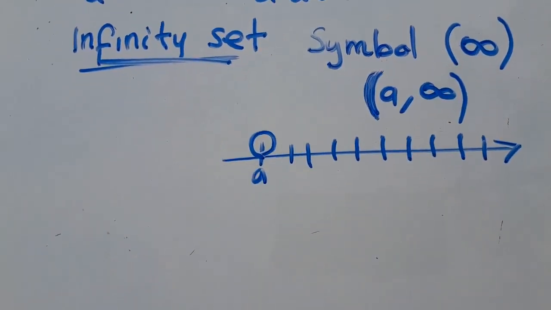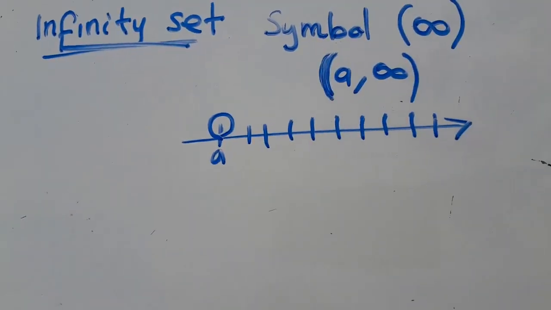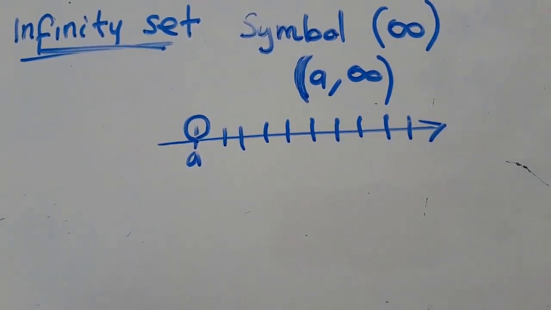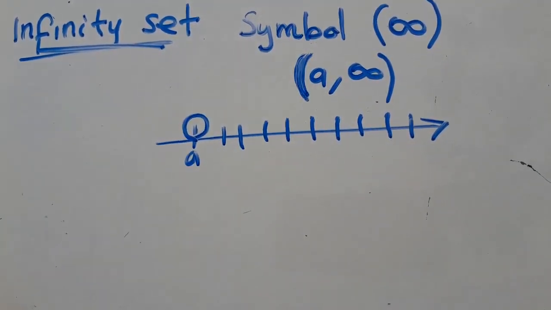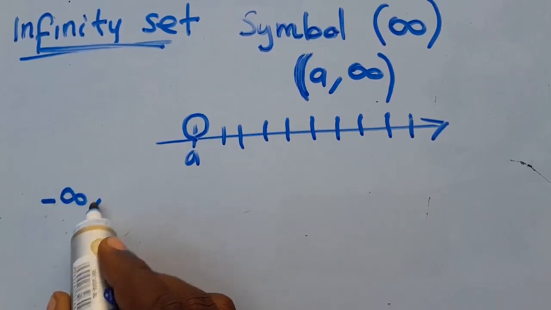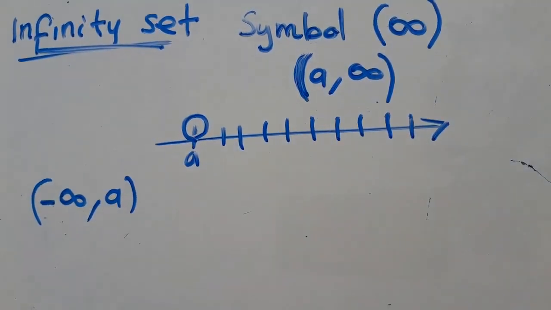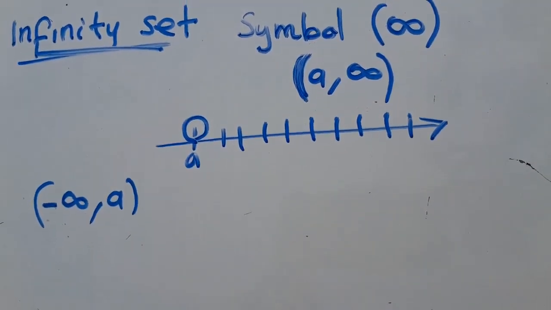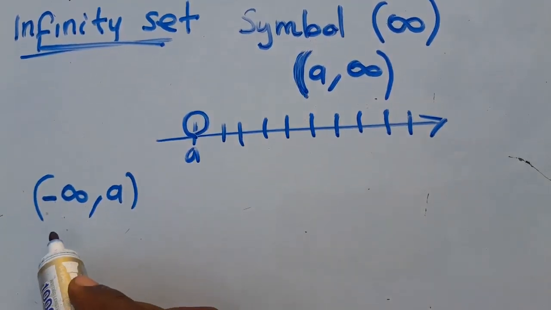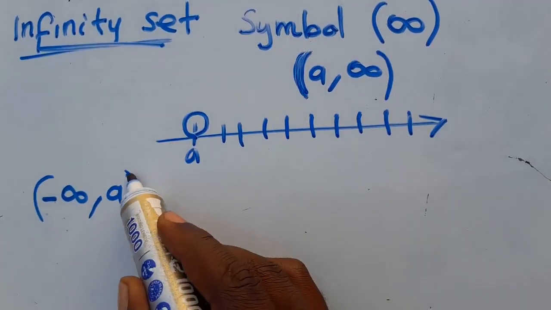We've got a negative infinity. So let us now discuss something about a negative infinity. What if you've got something that is in this format? You are given something like negative infinity, comma, A. What does it mean? This means that this is a set of numbers from negative infinity to A, not including A. A is not included.